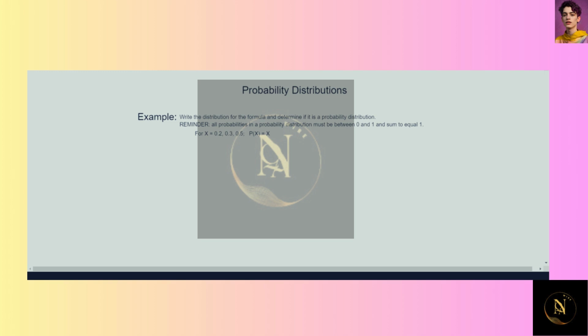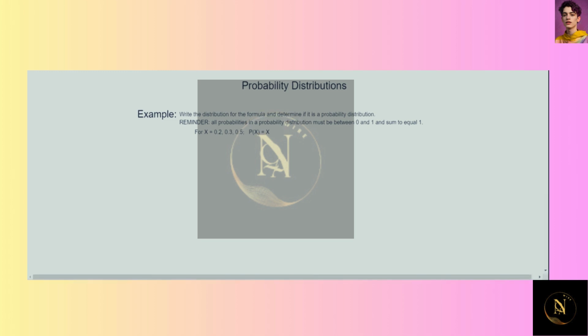Now, before we draw out our distribution for the day, I would like us to all remember the two rules required to make a distribution a probability distribution. All the probabilities in the distribution must be between 0 and 1, and the sum of all of our probabilities must equal 1. If those two things are not followed, then we cannot have a probability distribution. So let's go on ahead and start writing out the distribution based on this equation, and then we will determine if it is a probability distribution or not.